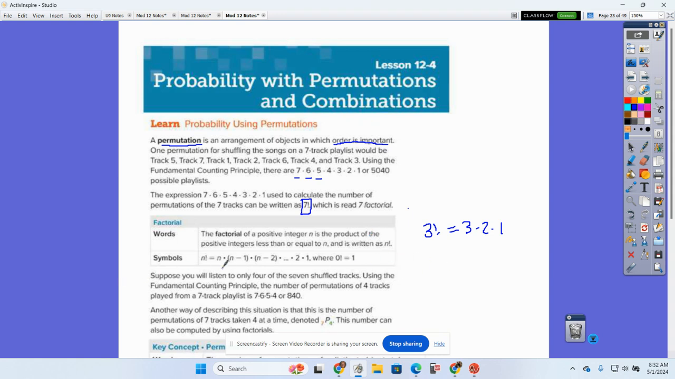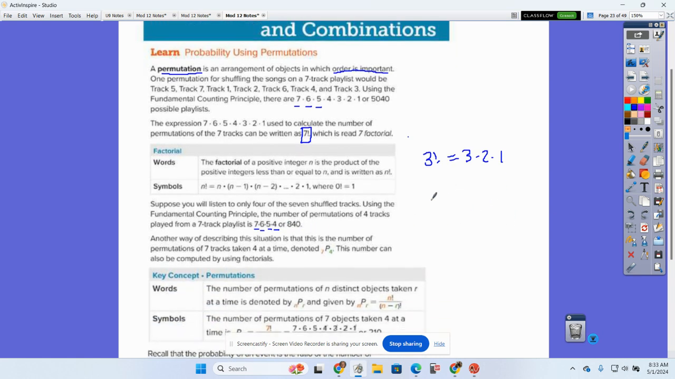Suppose you will listen to only 4 of the 7 shuffled tracks. Using the fundamental counting principle, the number of permutations of 4 tracks, the number of different ways to organize 4 tracks played from a 7-track list, is 7 times 6 times 5 times 4, or 840. Another way of describing this, because you don't want to use a whole factorial, is as a permutation: 7 tracks taken 4 at a time, denoted as 7P4.